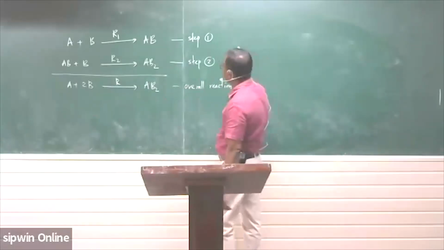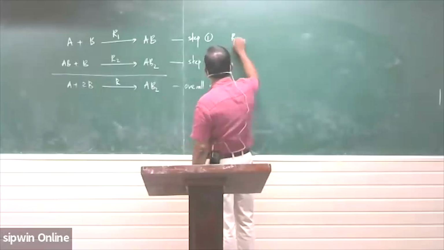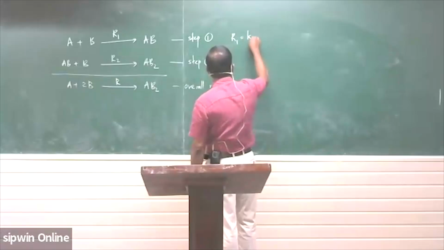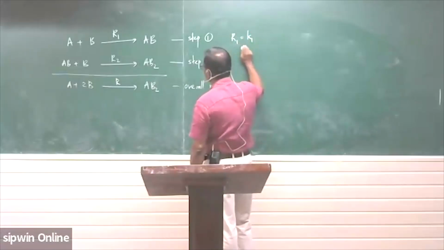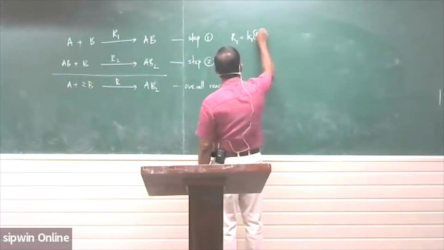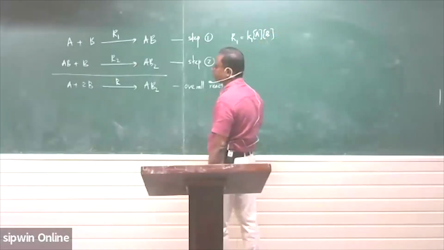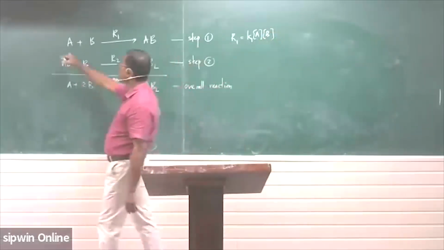Here the R1 equals K1, or K dash. We'll take K1. R1 equals K1 times A concentration times B concentration. Coefficients 1, 1.